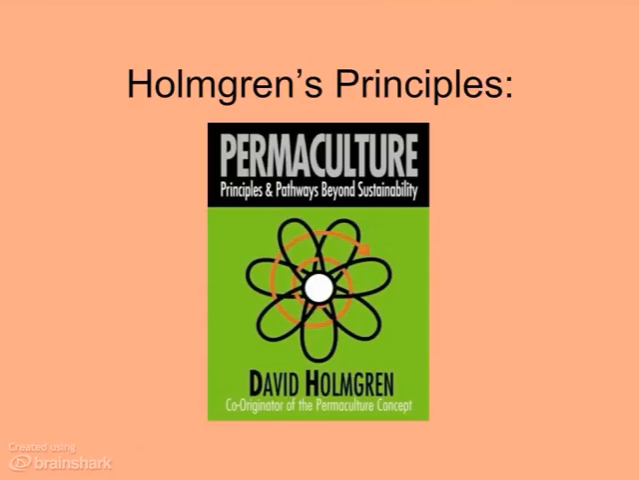David Holmgren, a student of Mollison's and the co-founder of permaculture, developed a set of 12 principles that he outlined in his book, Permaculture: Principles and Pathways Beyond Sustainability. Let's take a look at some examples of Holmgren's principles.